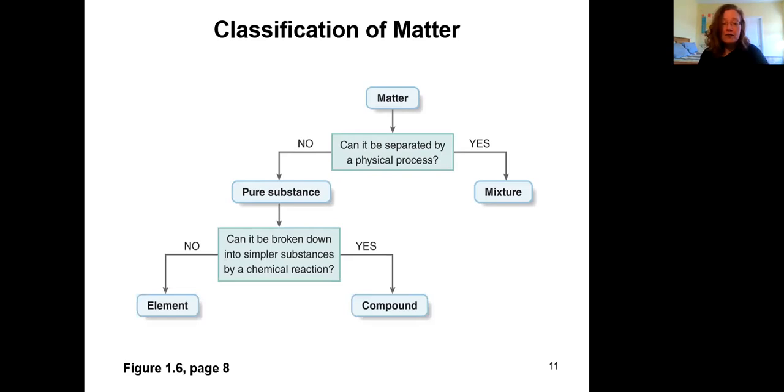Then check and see, could I do a reaction with it that will break it down into simpler substances, maybe into other elements or other smaller compounds? Well, then that is a compound. If I can't break it down any further by chemical reactions, then it is an element.